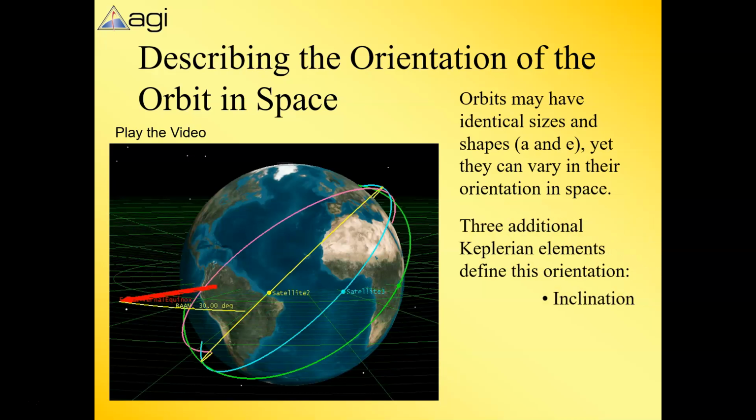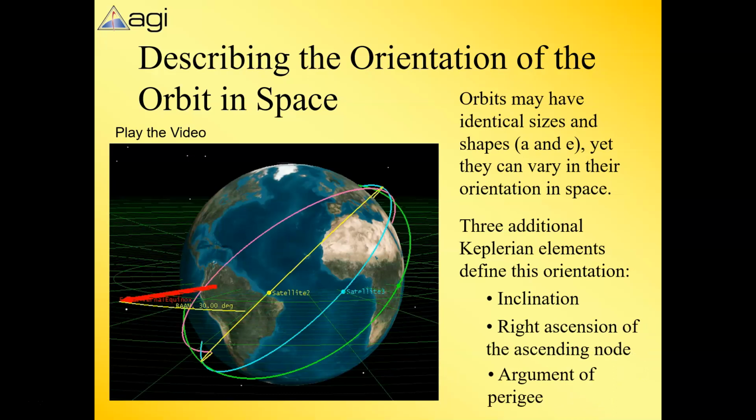So we need 3 more things to describe a satellite's orientation in space, if you will. We're going to look at these things right here. One is called inclination. The other is called right ascension of the ascending node. RAAN is commonly how that's written, and it has a symbol. We'll get to that in part 2. As you look at this diagram, you see a red arrow. We'll talk about that. But also notice the grid. That grid is the equatorial plane.